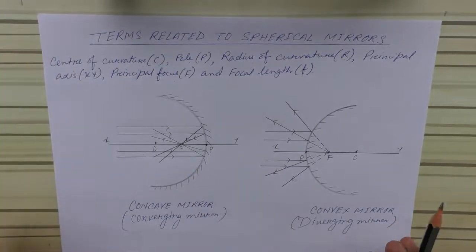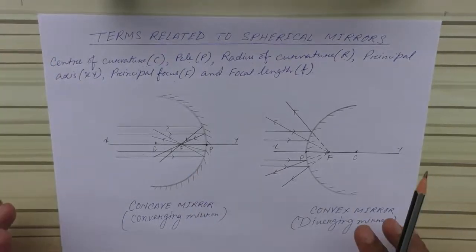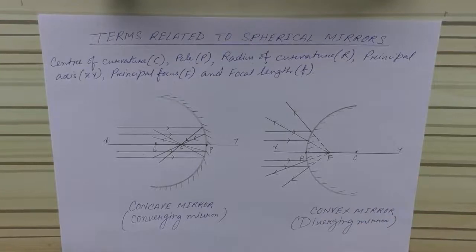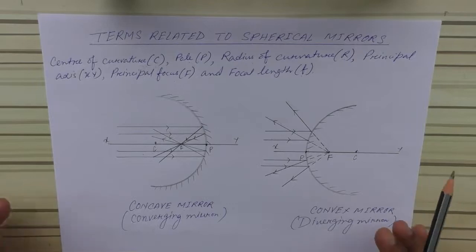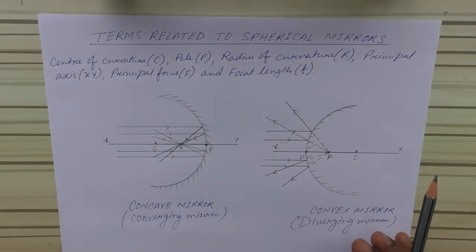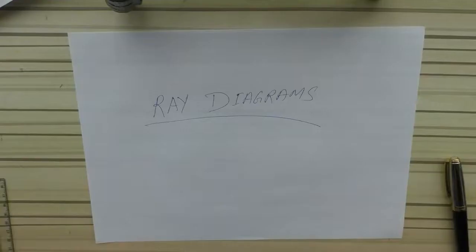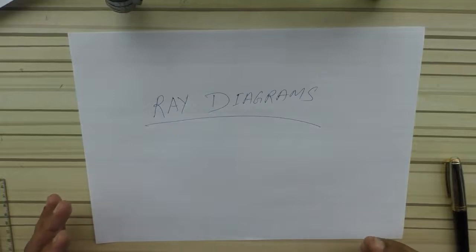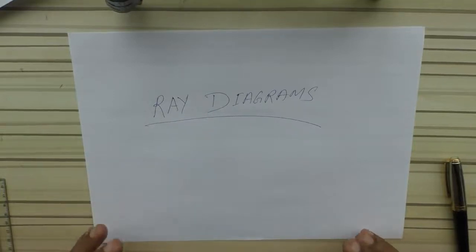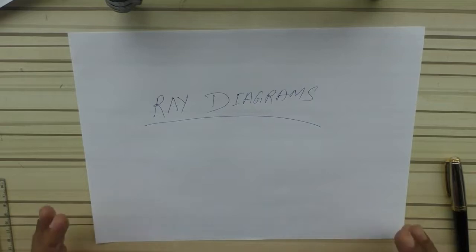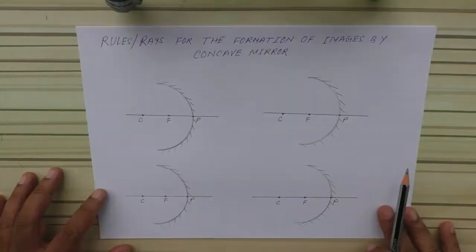If you have understood these terms, then you can easily understand the rules for drawing ray diagrams as well as the ray diagrams to show the formation of images. I request all the students to draw all these diagrams properly using scale, pencil, compass, eraser. These things are very much required. You should practice it properly, otherwise you will find it very difficult to draw these diagrams properly during examination.